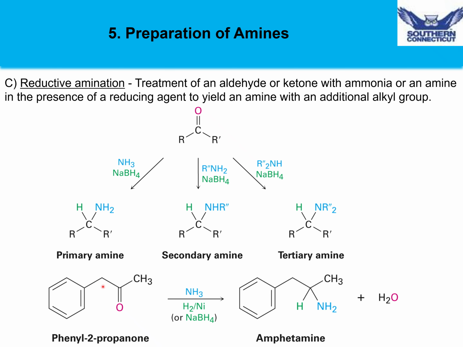Here's another example using a ketone. If we add ammonia and sodium borohydride, or we combine the reaction with another reducing agent, which is hydrogen gas plus a metal catalyst like nickel, we can reduce the imine into an amine, as shown here.